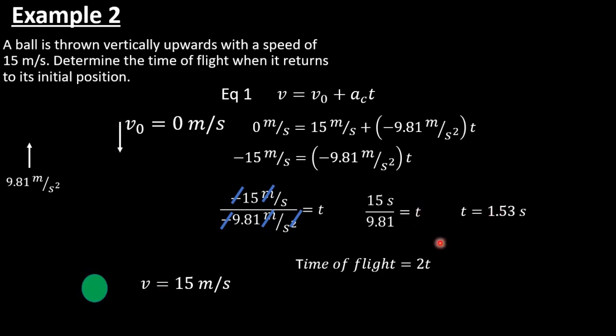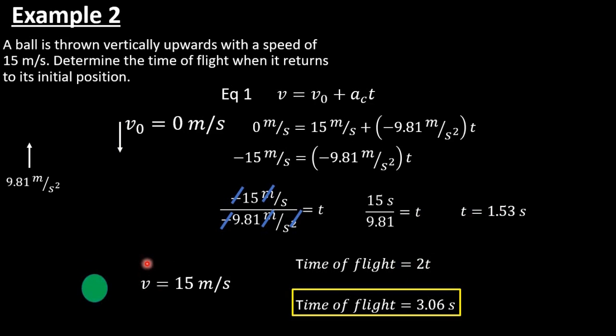To find the time of flight, all we'd have to do is just times t by 2, because remember, it takes the same amount of time to reach the top as it does to reach the bottom. So we get 3.06 seconds, and that would be our answer for this question.